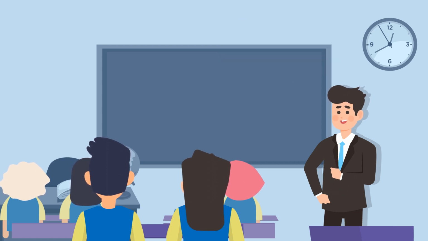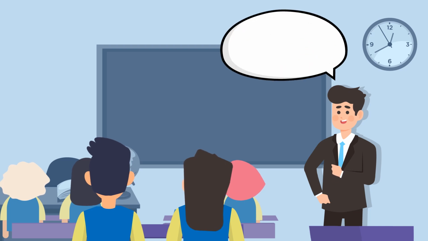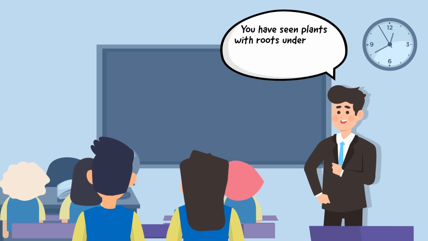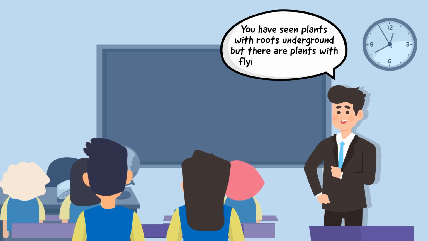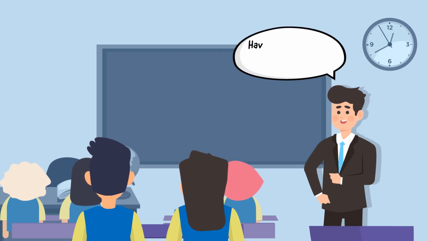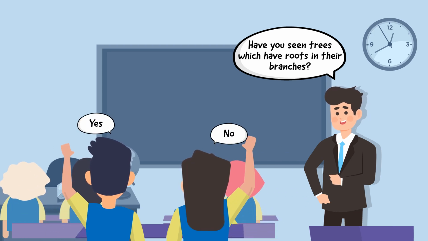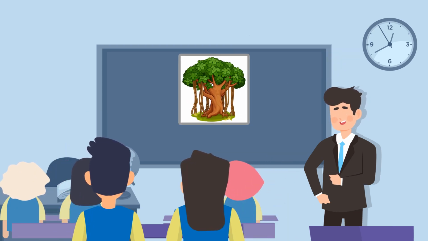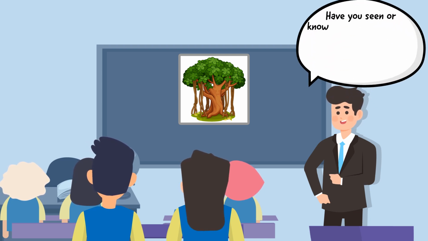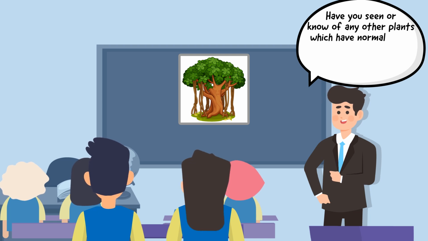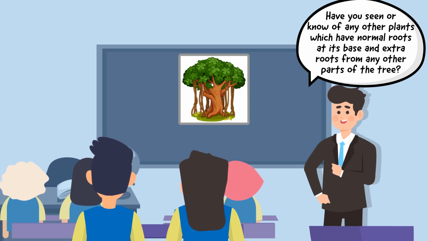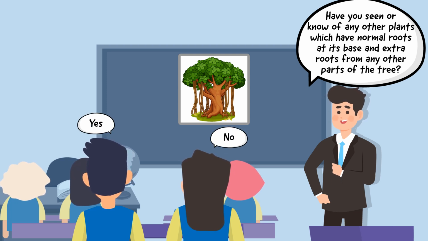Initiate another discussion with the students by informing them that they have seen plants with roots underground, but there are plants with flying roots in the air. Then ask the students if they have seen trees which have roots in their branches. Let the students respond. Or while displaying a picture card of a banyan tree, ask, have you seen or know of any other plants which have normal roots at its base and extra roots from any other parts of the tree? Accept all the relevant responses.